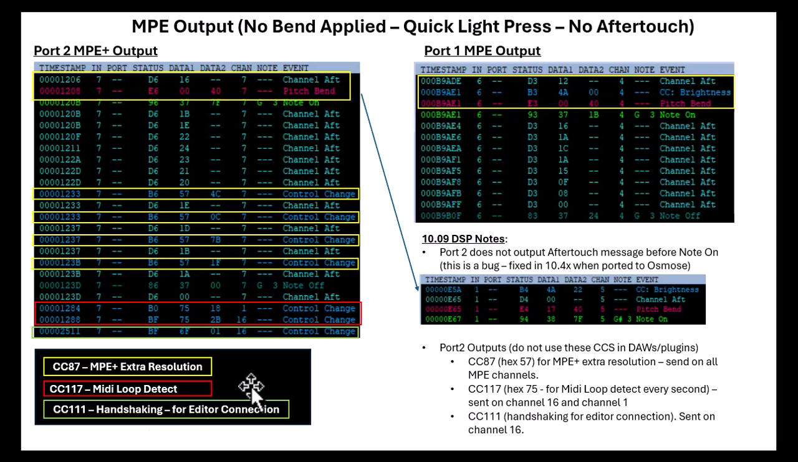There's also CC111 that's used for handshaking with the editor. And if you have the editor up, you also might see other CCs like CC114, CC116 that are used for internal communications to the editor. Obviously, you'll see all these extra messages in here that I've color-coded. If we just look at the output from port 1, you're only going to see your standard channel pressure. In this case, I haven't used bend or CC74, but those will be output as well.